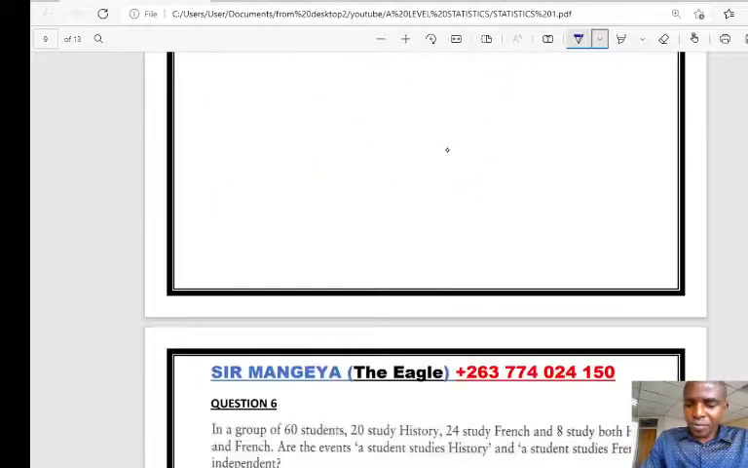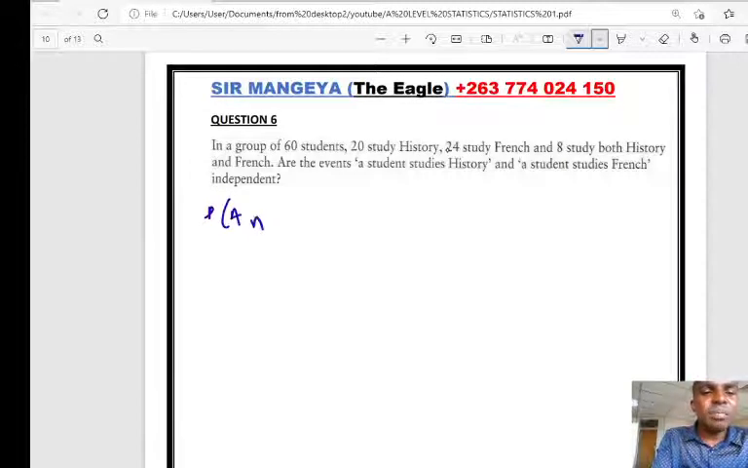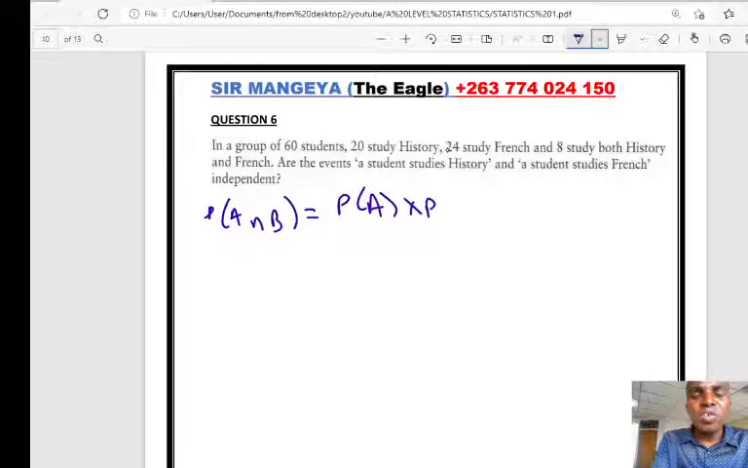Next question, question number 6. In a group of 60 students, 20 study history, 24 study French, and 8 study both history and French. Are events a student studies history and a student studies French independent? Right? Are they independent? You have to calculate. If two events are independent, then probability of A intersection B must be equal to probability of A times probability of B if they are independent, right?